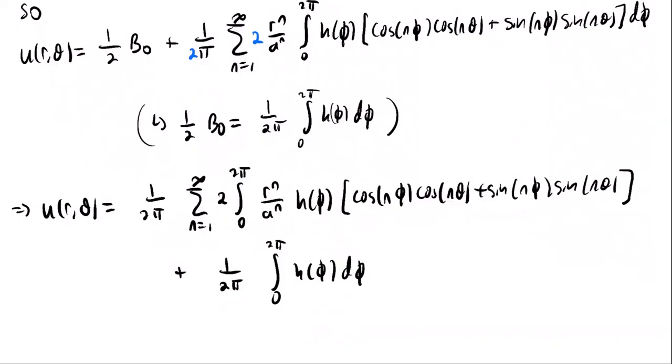In order to make this a little easier, notice that I can simplify this a little bit. This is equal to cosine of n times theta minus phi, using the sum of angles identity for trig functions.